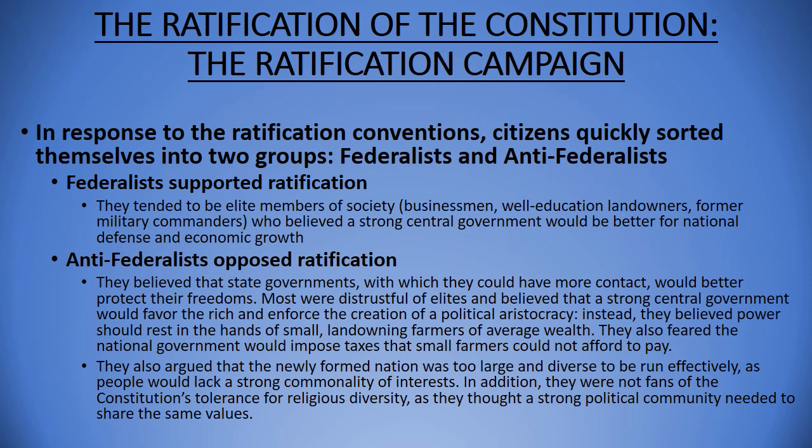So as people were starting to read this Constitution that had been drafted, there was a sorting process. People started to fall into two big groups, the Federalists and the Anti-Federalists. The Federalists tended to be more wealthy. They tended to be Northerners, by and large. They were in business and industry.